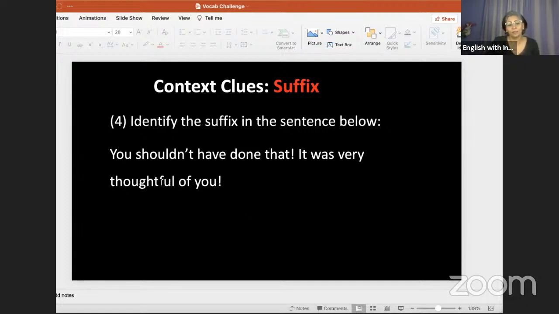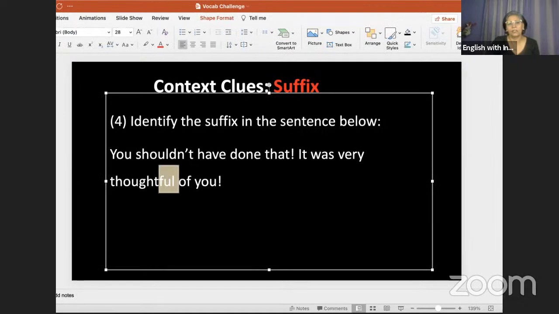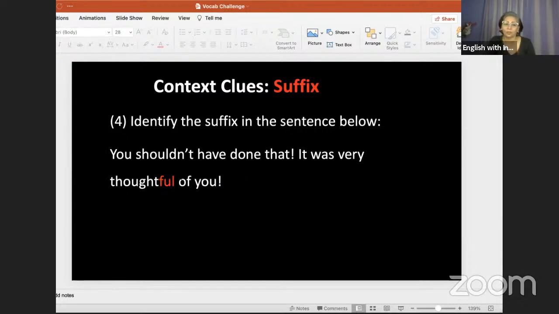So now here this word full is a suffix that means full of thoughts. Full means full of something. So like beautiful, full of beauty; thoughtful, full of thoughts. So this full, F-U-L, is a suffix, and this thought is a base word. So I hope you understand.